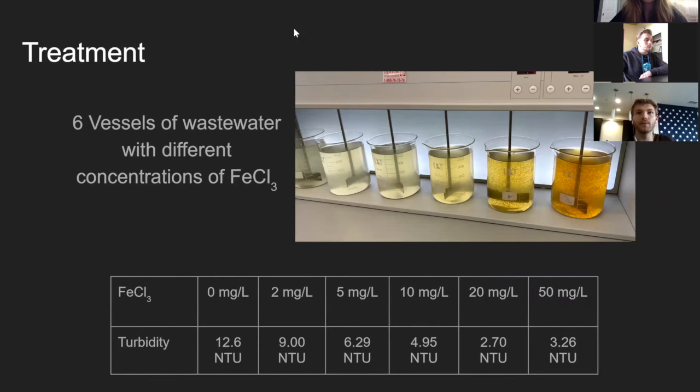For treatment of the wastewater, we separated it into 6 different samples. The mixing device you see in the picture controls the RPMs and the time that it's mixing. Each vessel has a different concentration of coagulant. The one on the left is the control with 0 milligrams, and working up to the one on the right has 50 milligrams, and they all increase at the intervals that you can see in the chart at the bottom.